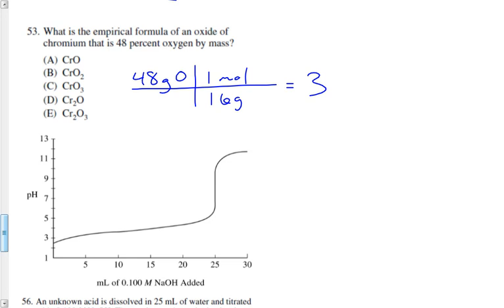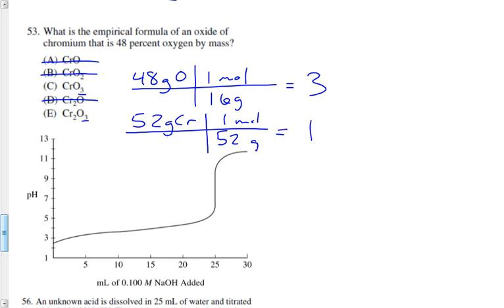But there's a reason why they have these numbers. What do you think the mass of chromium is? Oh my God, it's 52. That's so weird. No, it's not a coincidence. Not at all. Okay, a couple more.